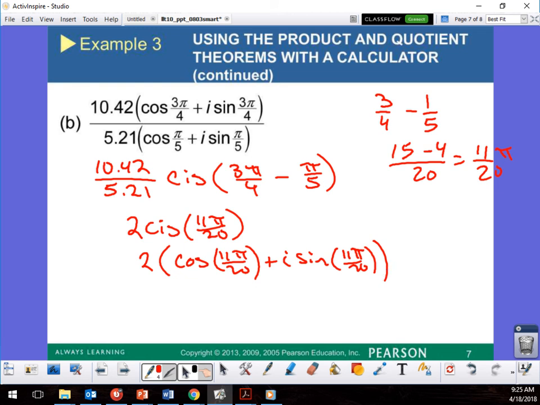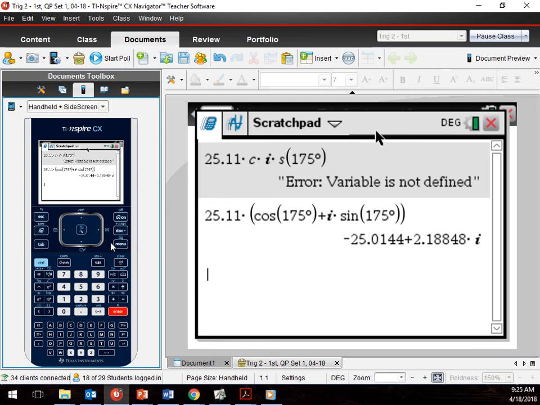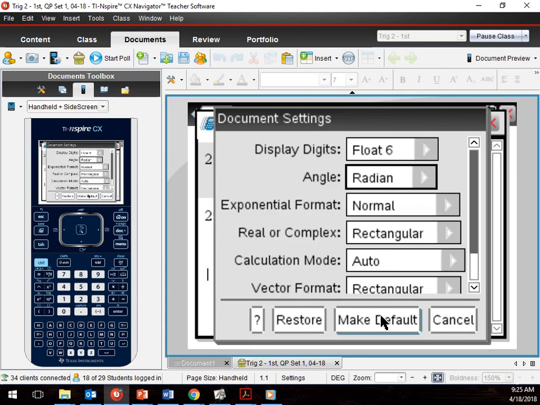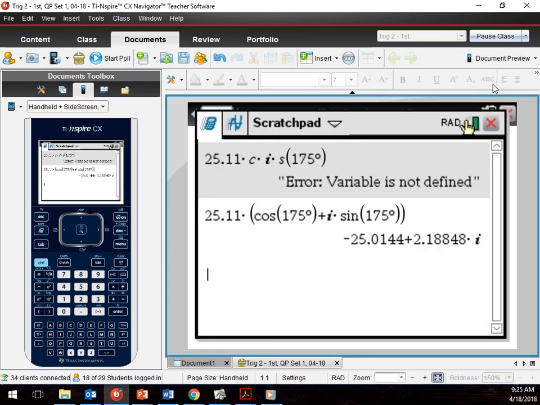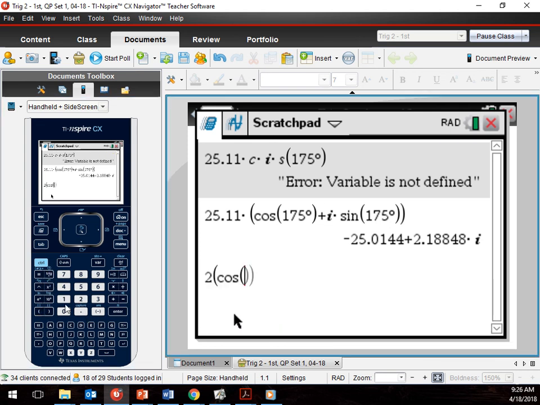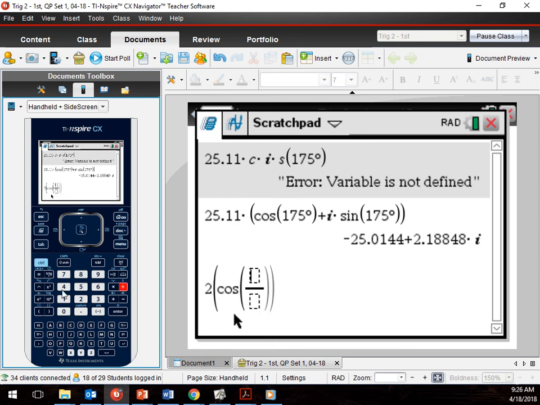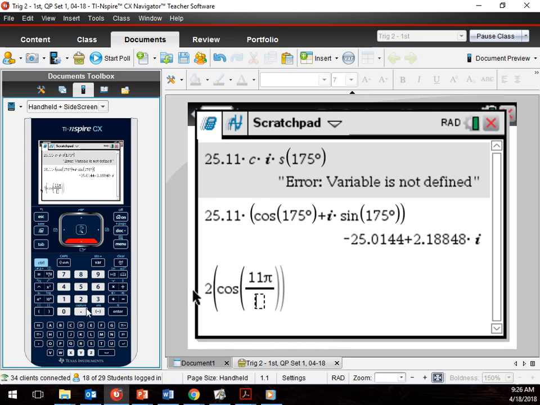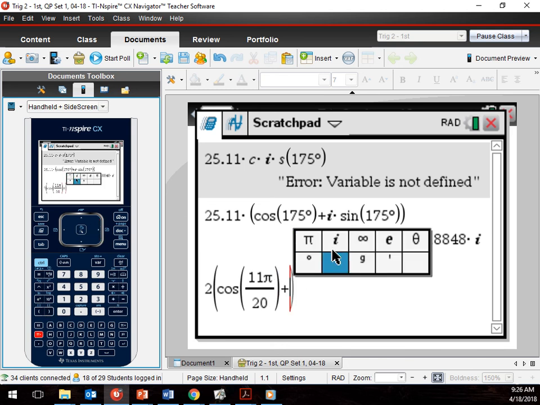Okay, I'm going to go to my calculator. Settings, document settings, radian. All right, so now I'm in rad. So it's going to be 2 parentheses cosine of 11 pi over 20. Close that. Plus i. Make sure you're using the right i.